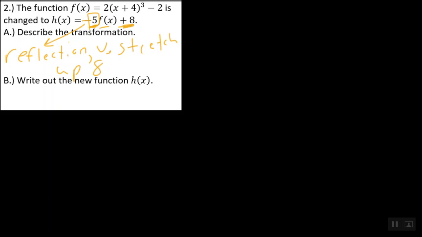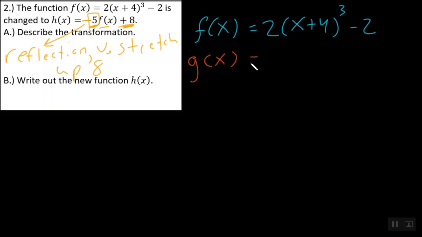Okay, so describing the transformation is pretty easy. Now let's look at part B where this gets a little bit trickier. So we write our original function f of x is equal to 2 parentheses x plus 4 cubed minus 2. And the same way that I did in the previous one, I'm going to write my rule in two colors. We have firstly the a value, -5, and then we have our f of x plus 8.